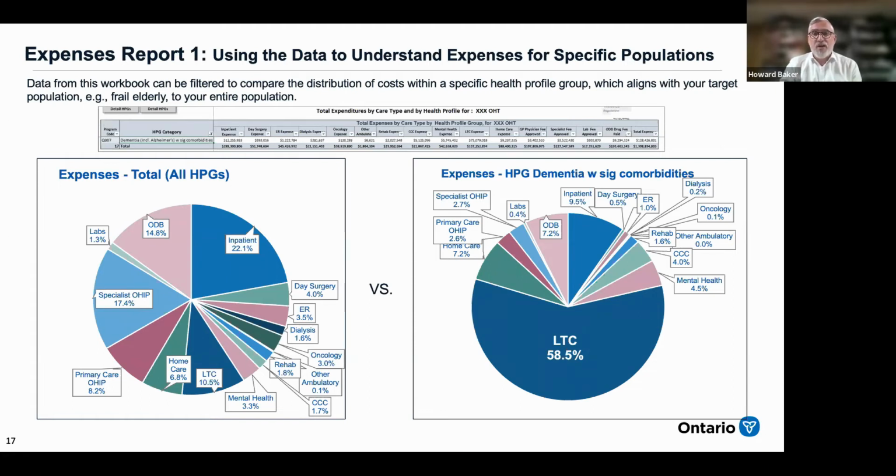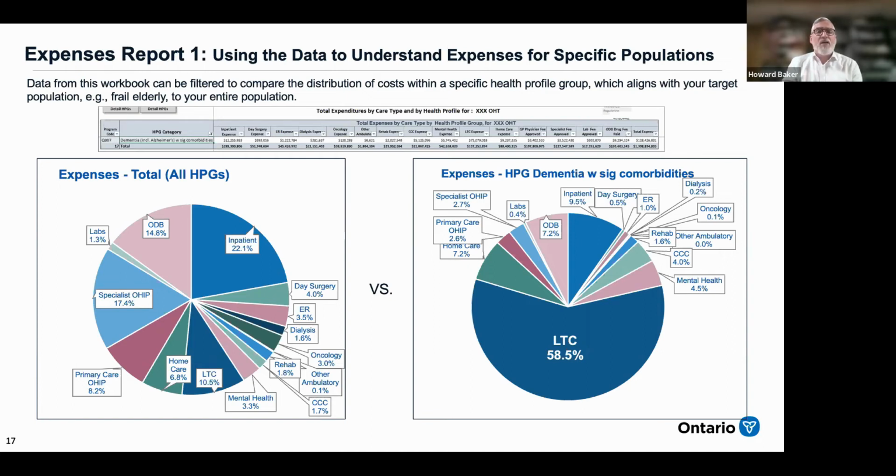for your entire population. So the pie chart on the left represents the proportion of expenses by care type for all patients assigned to all the HPGs within the OHT. So the pie chart on the right represents the distribution for the specific population that you've selected.